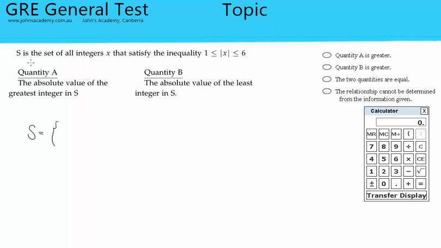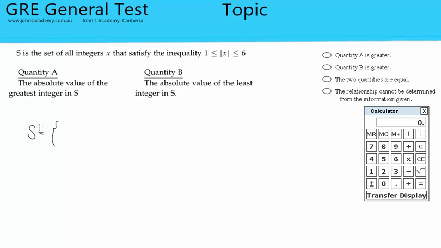In this question, we see the absolute value symbol again. It says that S is the set of all integers x that satisfy the inequality absolute value of x is between 1 and 6 inclusive. Quantity A is the absolute value of the greatest integer in the set, and quantity B is the absolute value of the least integer in S.